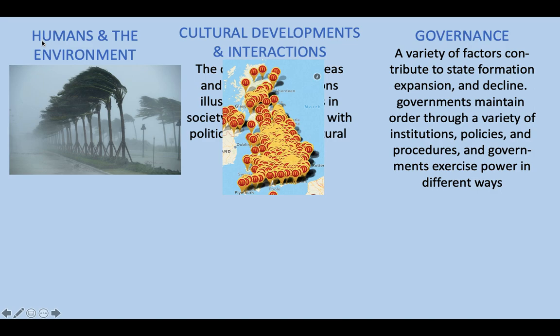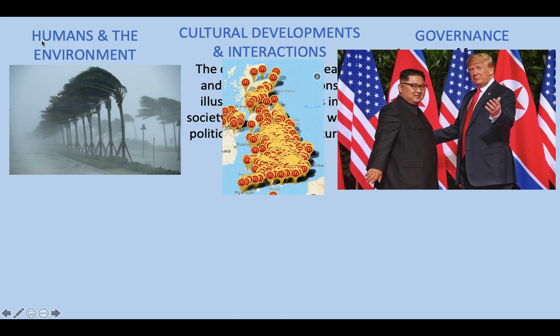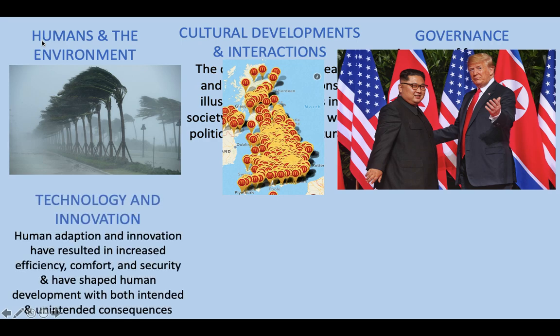Next, governance. A variety of factors contribute to state formation, expansion, decline. You have governments maintaining order through a variety of institutions, policies, and procedures, and governments exercising power in different ways. Okay, so here's a classic picture from the summer of 2018. Of course, there you have Donald Trump and Kim Jong-un, very different types of people. They run very different kinds of governments. One runs a republic, the other runs a communist dictatorship. So different types of governments there, but they still interact with each other.